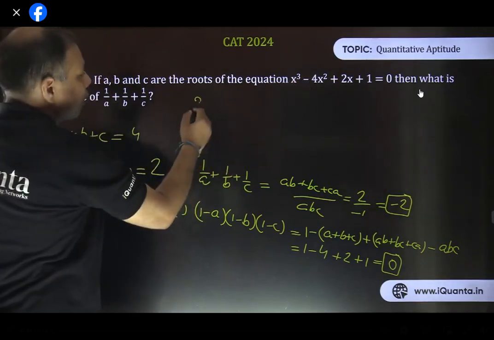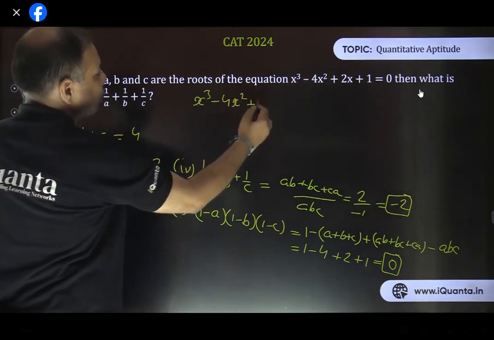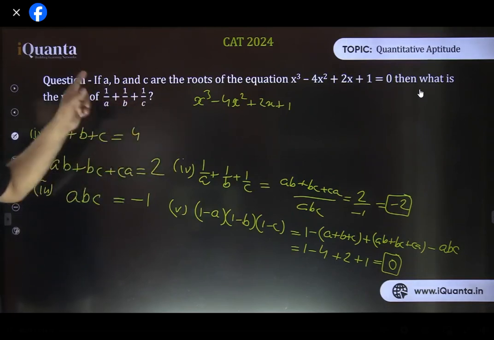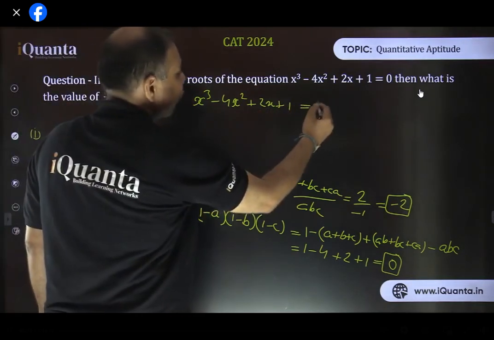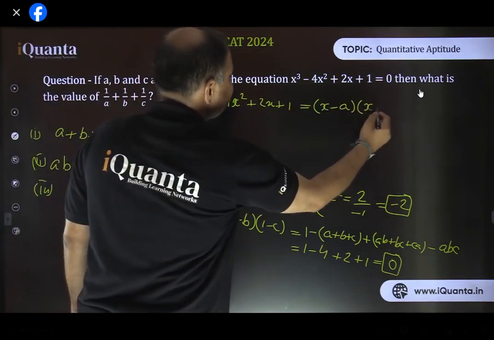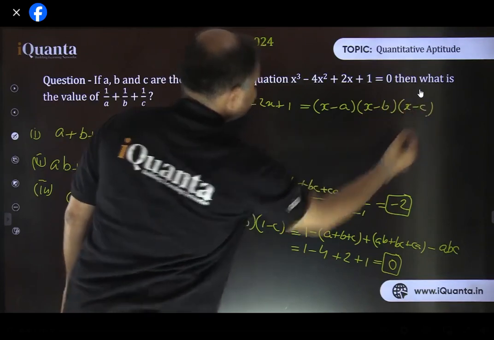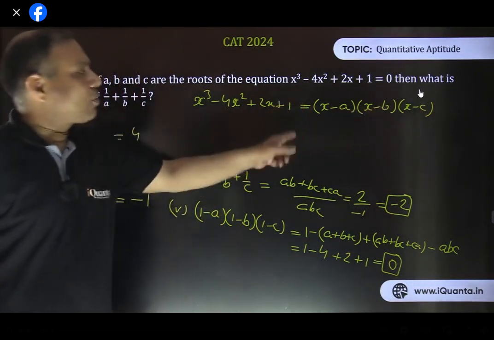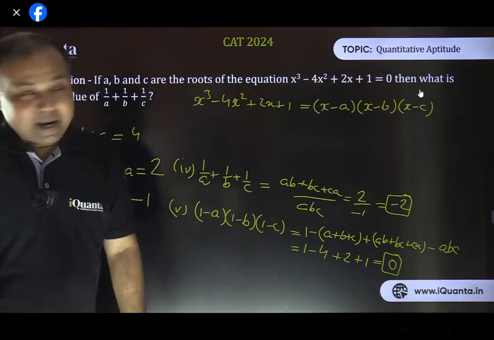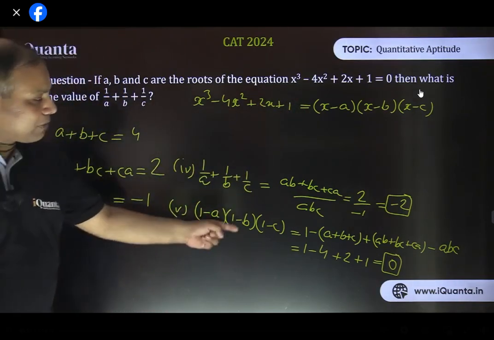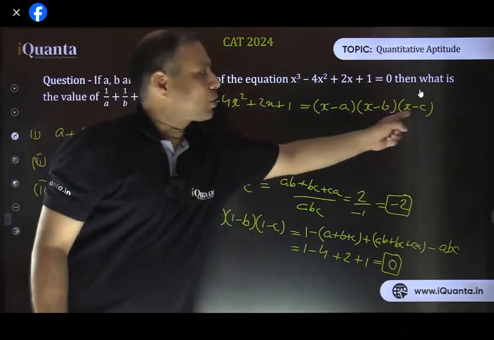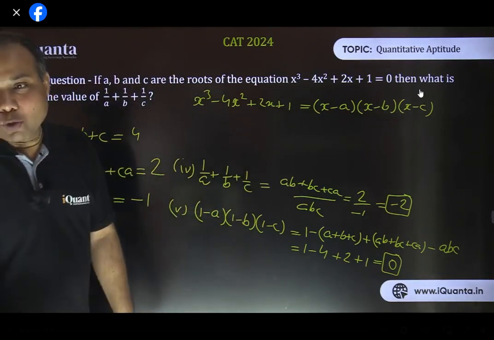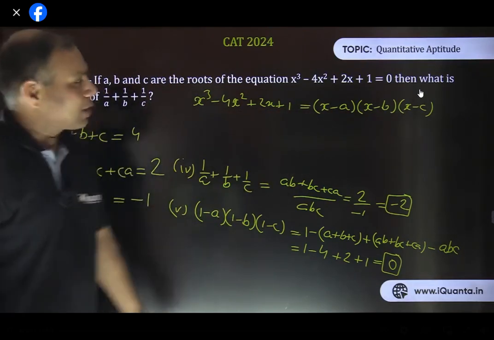So this cubic polynomial x cube minus 4x square plus 2x plus 1 is a degree 3 polynomial with leading coefficient 1, and it has 3 roots a, b and c. So this can be written as x minus a, x minus b, x minus c. Yes or no? Yes, because the leading coefficient is 1 only, so we don't need to put anything extra here. Now our required expression was 1 minus a, 1 minus b, 1 minus c. So what value of x should we put so that it becomes that? We just need to put x equals 1.